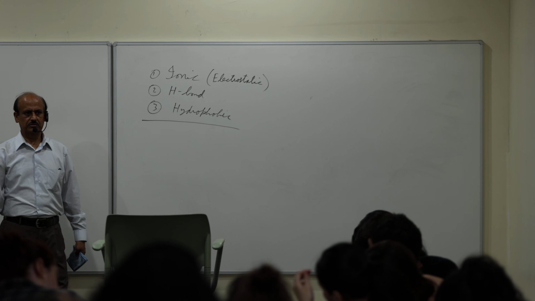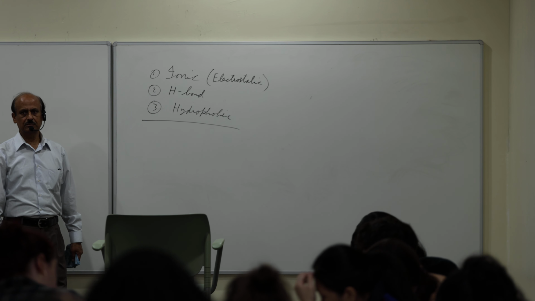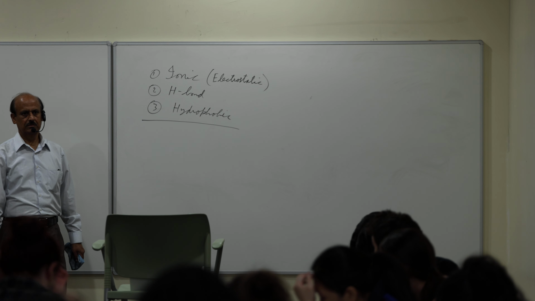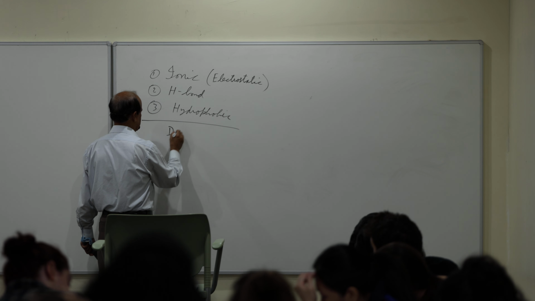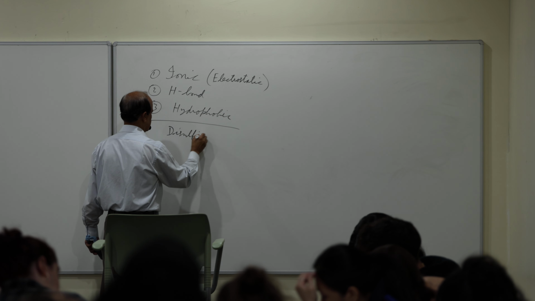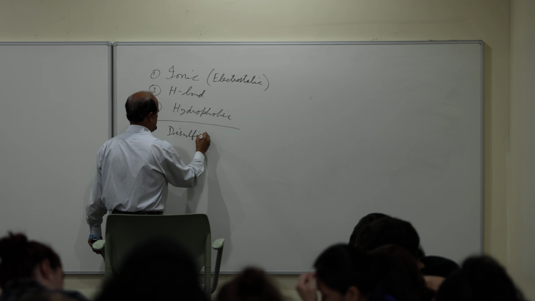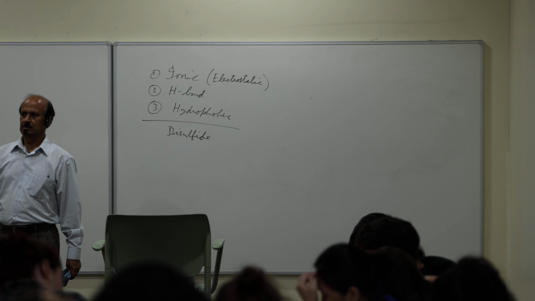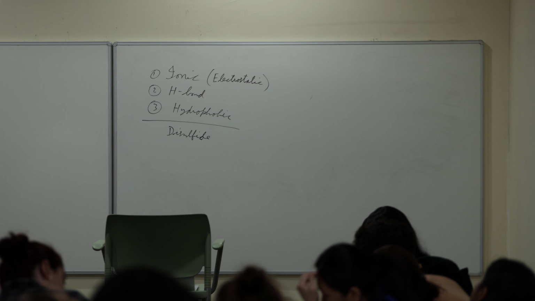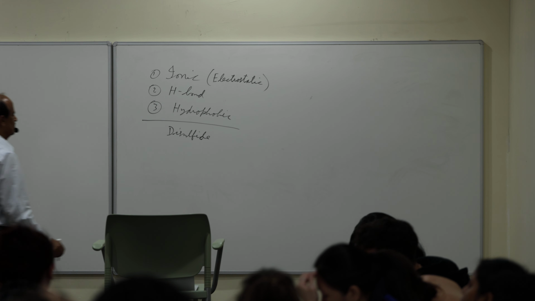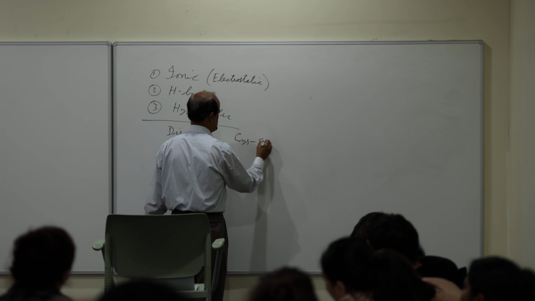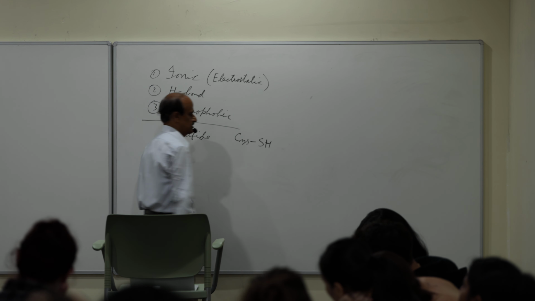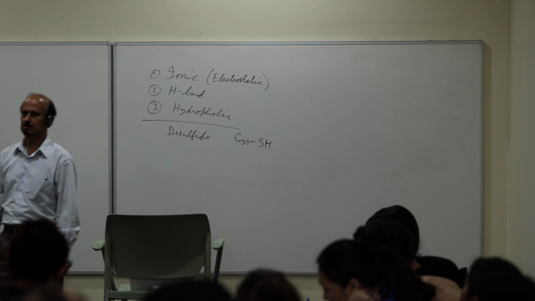There is another force that people thought is also involved in bringing the subunits together, and that is a disulfide linkage. What is a disulfide? There is one amino acid that has a SH group, and that is cysteine, which is usually written as cysteine SH, to show that SH is the important group here.